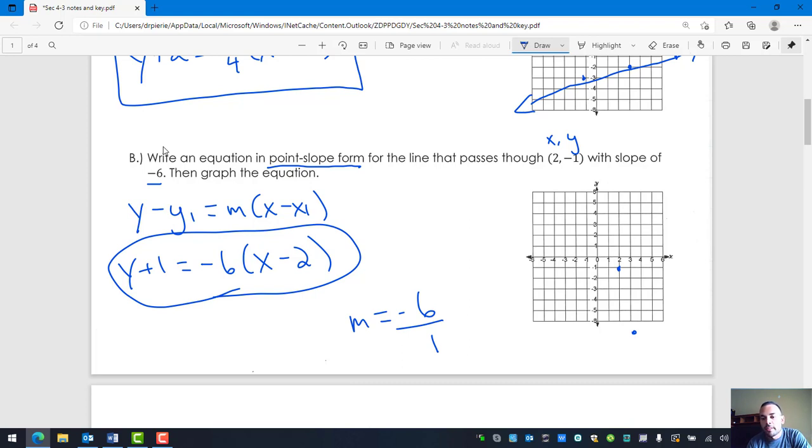If I wanted one point that's actually on the grid, what could I do? I could go 6 units up, 1, 2, 3, 4, 5, 6, and then 1 unit over to the left in the opposite direction. Notice my line is going down and to the right because I have a negative slope. Connect my points and it should be a really, really steep negative slope line.